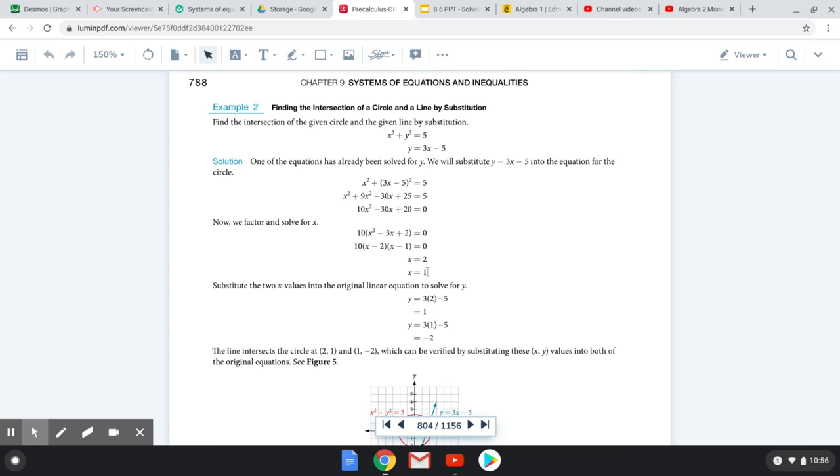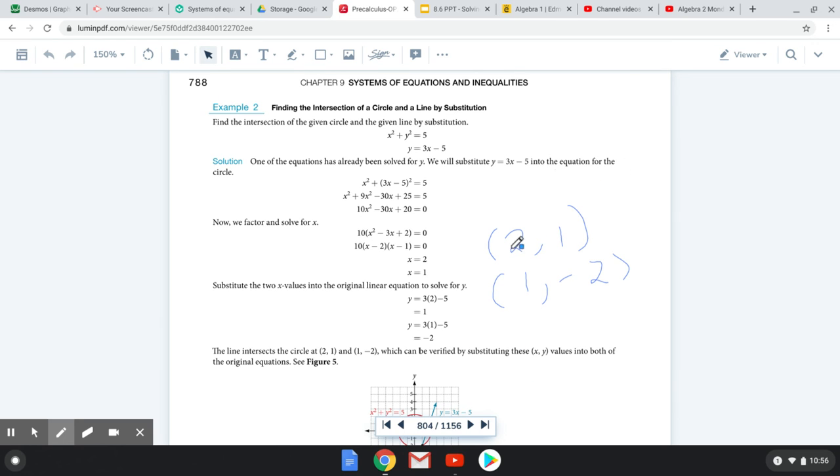And then we have to plug both of those things back into the y equation. So if x is 2, then 3 times 2 minus 5 will give us y. So 6 minus 5, so y is 1. So when x is 2, y is 1. So one of our solutions is going to be (2, 1). And then we plug in 1. 3 times 1 minus 5 is negative 2. So when x is 1, y is negative 2.